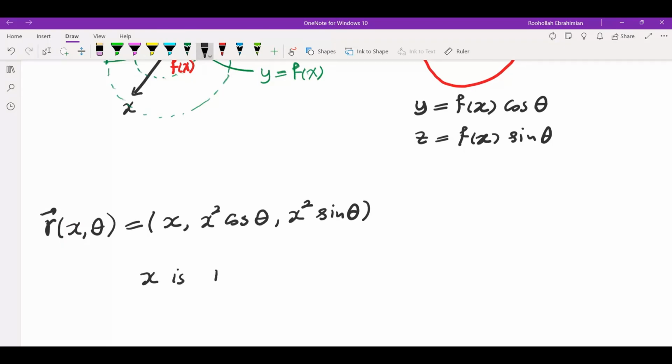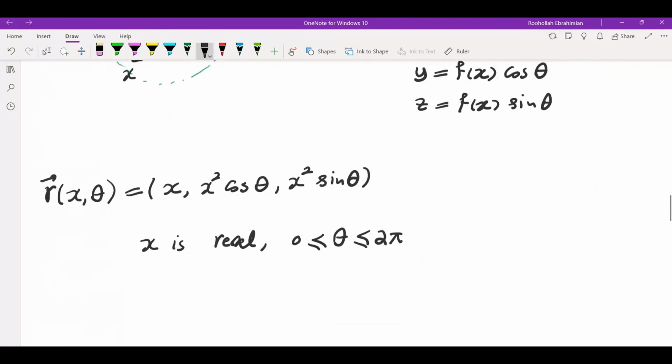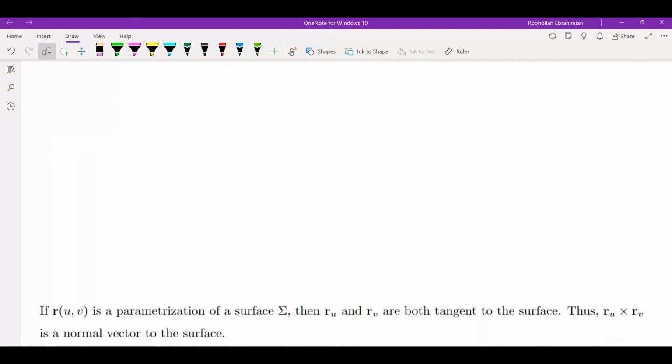X is any real number because x squared is defined for every real number, and theta is between 0 and 2 pi. So this is the parameterization of this surface. Now, in general, if you are given a surface of revolution about the x-axis and you're revolving y equals f of x, the parameterization is going to be x, f of x cosine theta, f of x sine theta. X is in the domain of your function, and theta is between 0 and 2 pi.